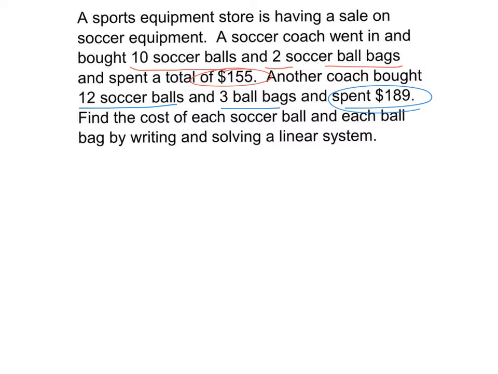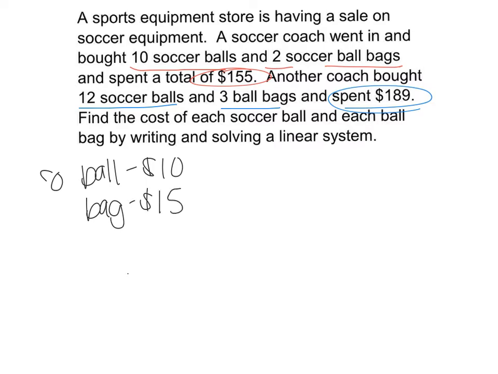So let's just think for a minute. I could solve this word problem with several different methods. I could guess and check. For example, I might say, I'm just going to guess. Let's see. I'm going to just guess here that a soccer ball costs $10, and I'm going to guess that the ball bag costs $15. Okay, I could make a guess and then I could check that out.